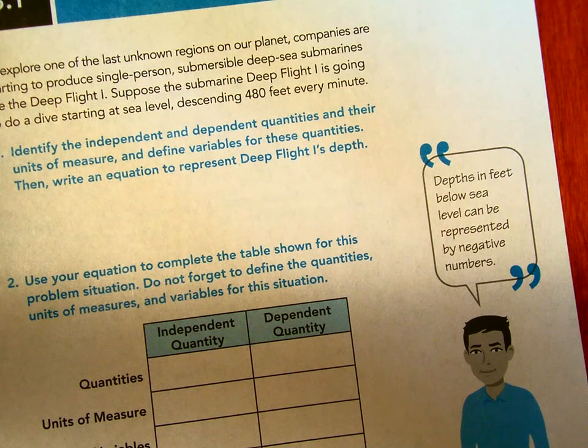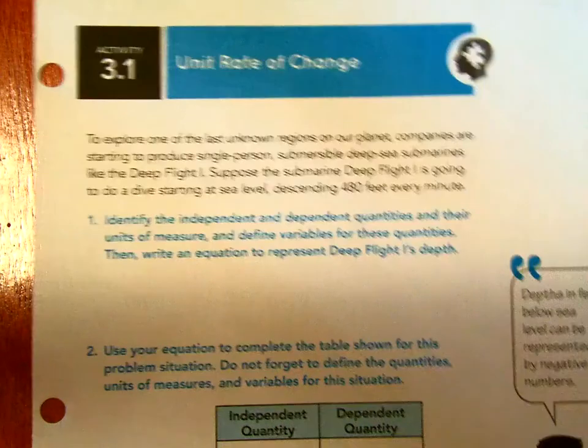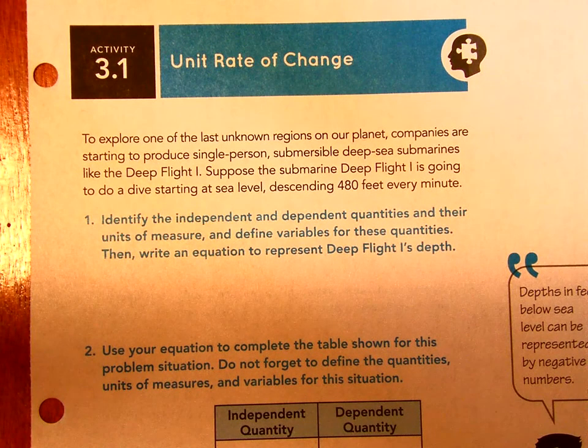This one is dealing with a submarine. So it's going to be a deep flight sub. And again, think of a submarine. The highest a submarine can be is sea level, so at 0 feet. If you're at 0 feet, you're on the surface. And then every foot down you go is going to go into the negatives.